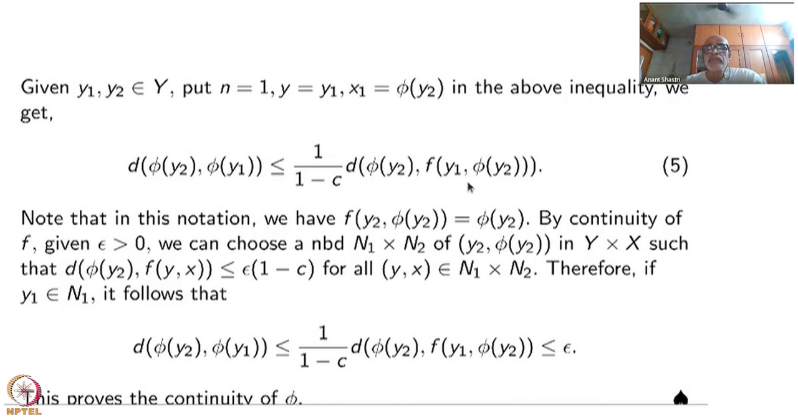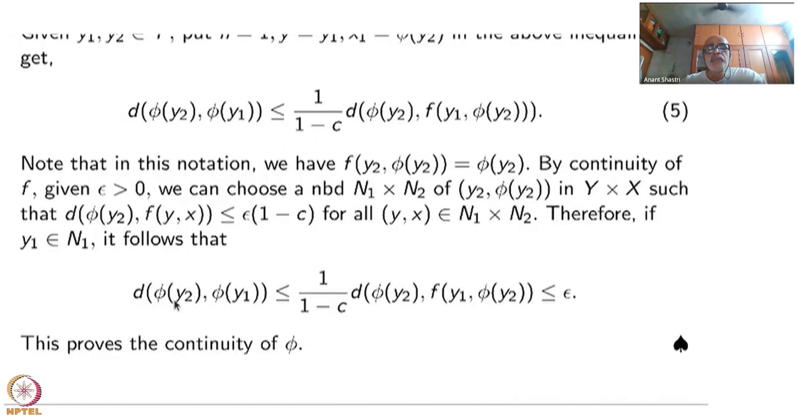Therefore, now using the continuity of f, put here y1 inside n1, it follows that the distance between phi y2 and phi y1 is 1 divided by 1 minus c times this one, which is c epsilon times 1 minus c, but 1 minus c cancels out, you are left with epsilon. Just to cancel out 1 minus c, I have put 1 minus c here, that's all. So this last part is to derive the continuity of the function phi we have obtained as a solution, as a fixed point.